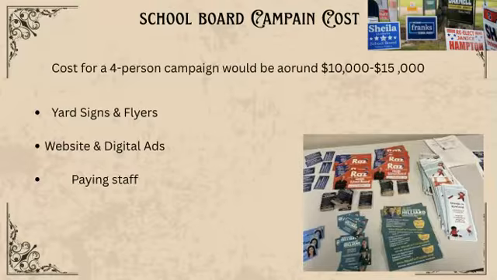A school board campaign cost, again, a 4-person campaign would be 10 to 15K. As long as we stick to that, we will be able to run the campaign. This will be used on things like websites and digital ads and paying the staff, as well as yard signs and flyers.